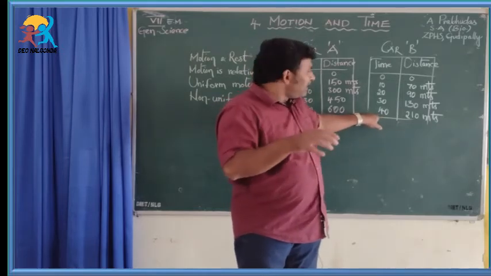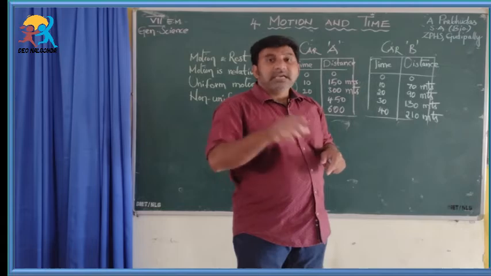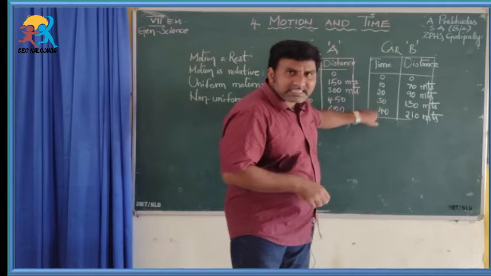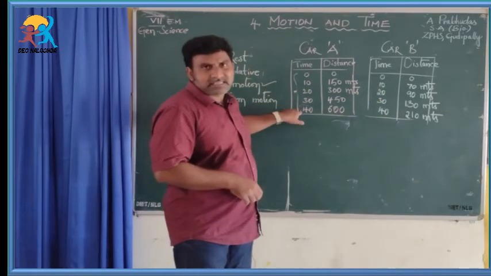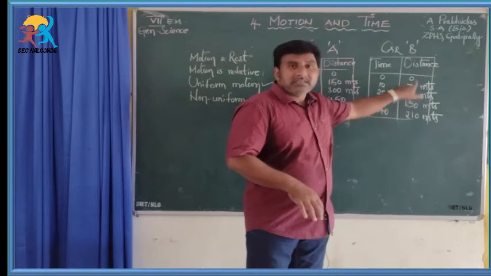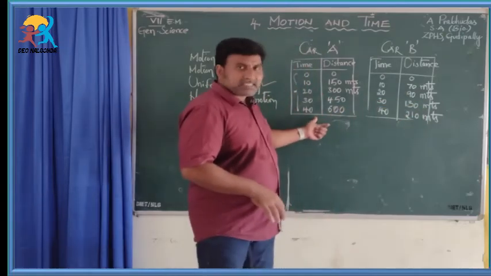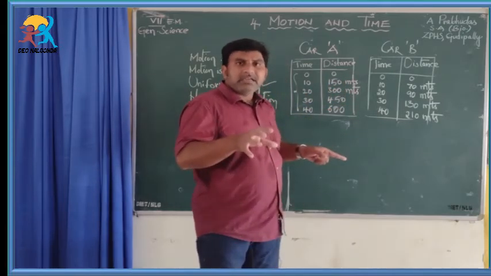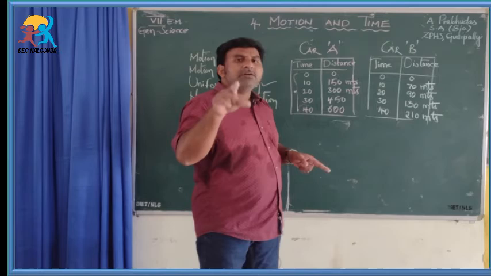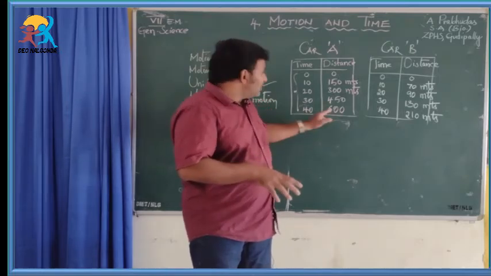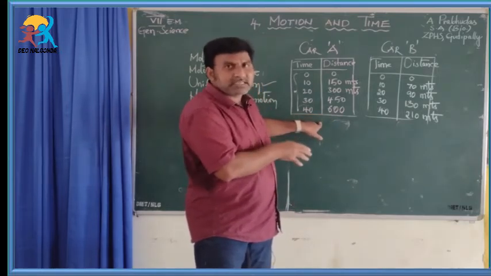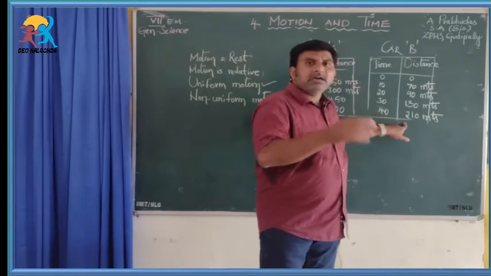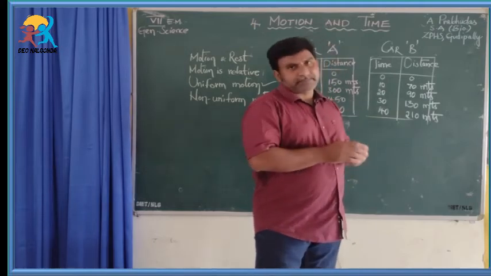If the body covers unequal distances in equal intervals of time, the time interval is the same, always 10 seconds. Here also the time is 10 seconds, but the distance travelled is different. In the first example the time interval is 10 seconds and the distance travelled by the car in each time interval is always 150 meters. So the first table illustrates the uniform motion, the second table illustrates the non-uniform motion.